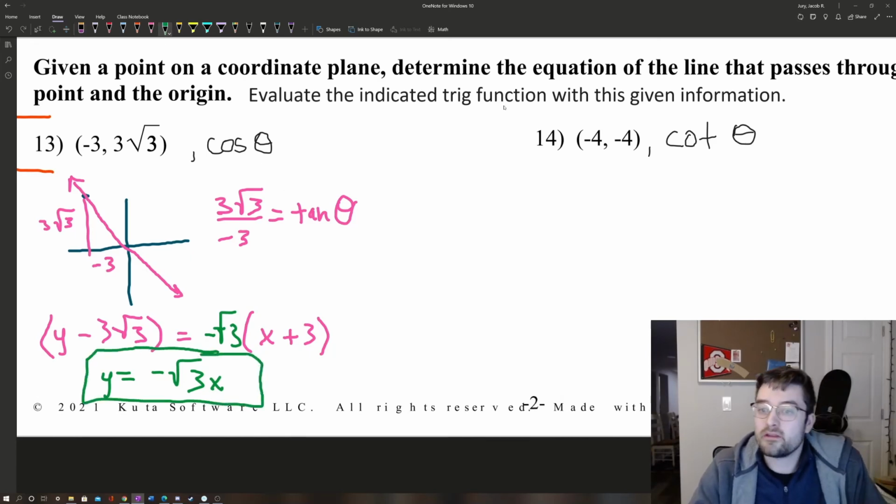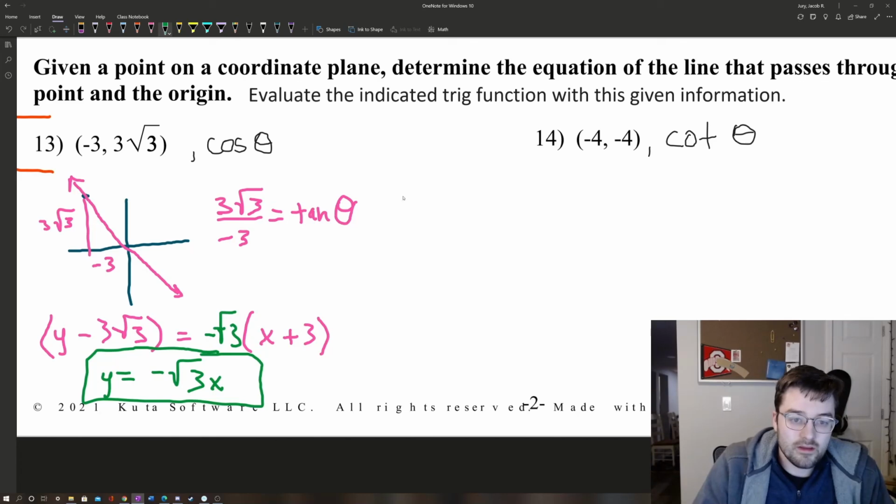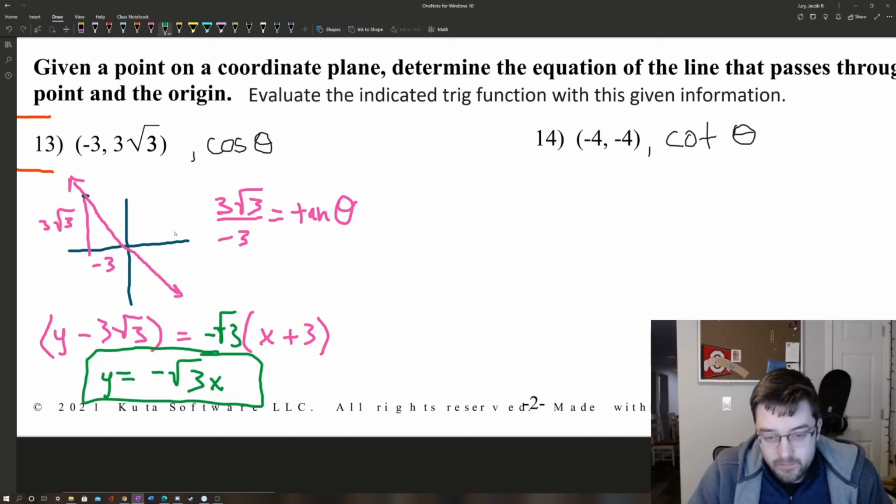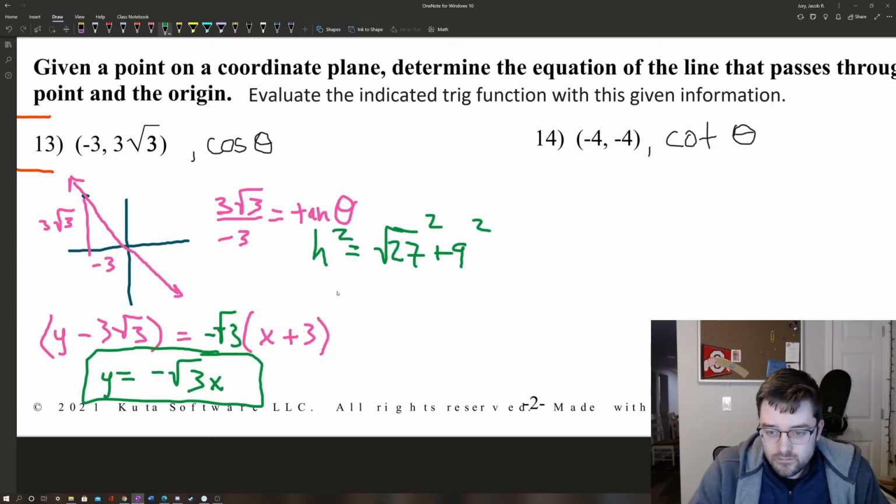And if we're evaluating the indicated trig function with that given information, then I just need to find the hypotenuse, which again can be found with the Pythagorean theorem, and then we'll be done. So I guess I'll go ahead and do that too. Yeah. So I have, was that radical 27? Radical 27 plus 9 squared equals hypotenuse squared. So we can get our cosine function.